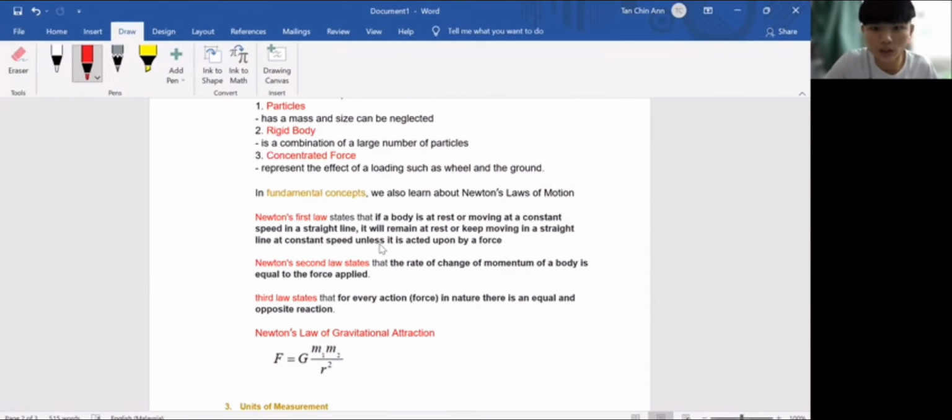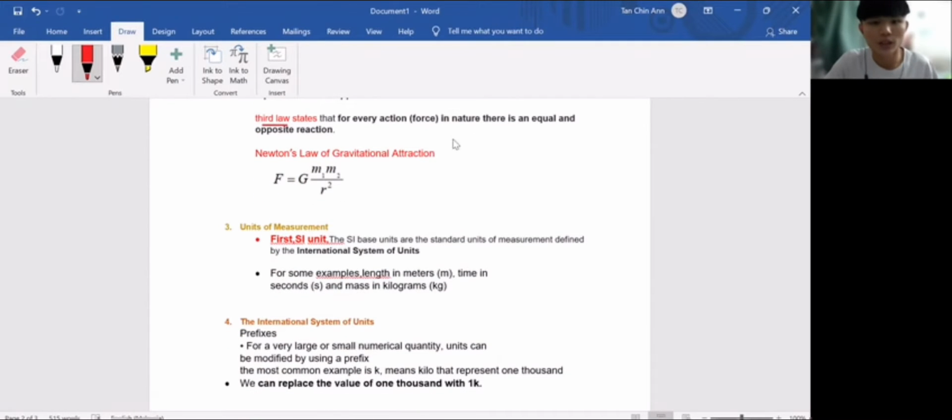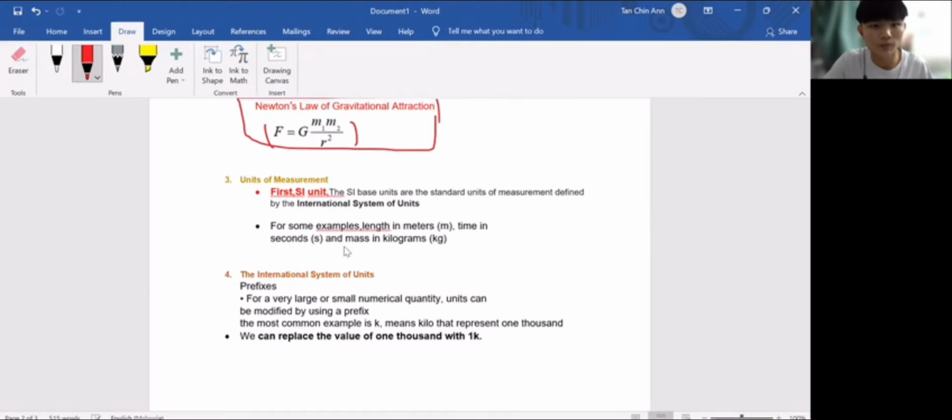In fundamental concepts, we also learn about Newton's laws of motion, which are Newton's first law, Newton's second law, and last is Newton's third law. And we also learn about Newton's law of gravitational attraction in this equation.